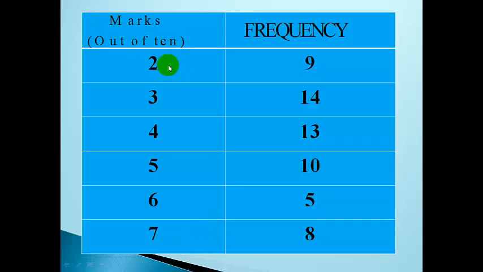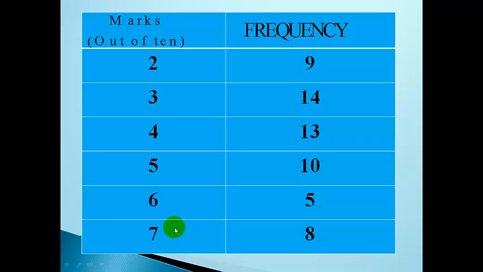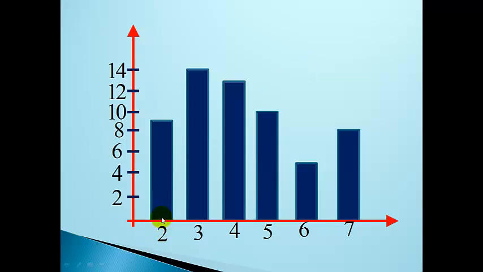This is the table that was given. We have the marks and we have the frequency. So we go to the graph. Now this is our bar chart. So when we go to the table, the marks 2 correspond to the frequency 9. So we have 2 on the x-axis, we have 9 on the y-axis.